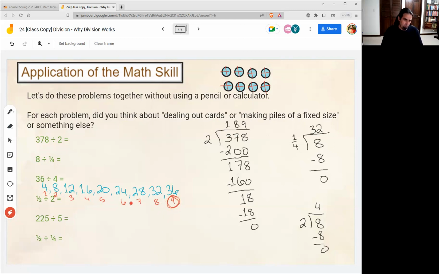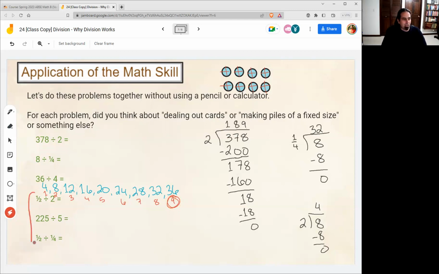9 4s is 36. Is that a dealing out cards kind of thinking, or a making piles of a fixed size kind of thinking? And we talked about it and agreed it was making piles. It's like the person had 36 cards in their hand. Here's a pile of 4. Here's another pile of 4. So now 8 are on the table. Here's another pile of 4. So 12 are on the table. And when we run out of cards, there'll be 9 piles of 4.